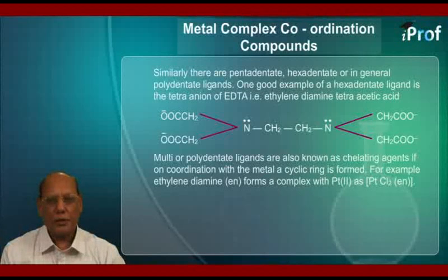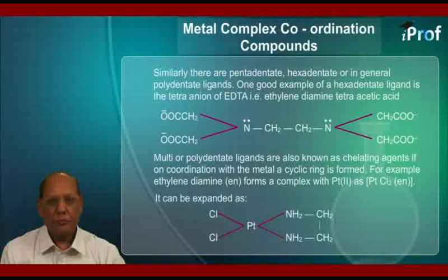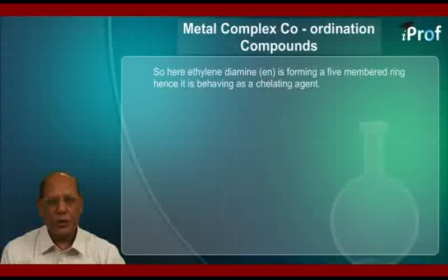formed. For example, ethylene diamine, which is abbreviated as EN, forms a complex with platinum II as PtCl2(en). Then it can be expanded as shown below. So here, ethylene diamine En is forming a 5-membered ring, hence it is behaving as a chelating agent.